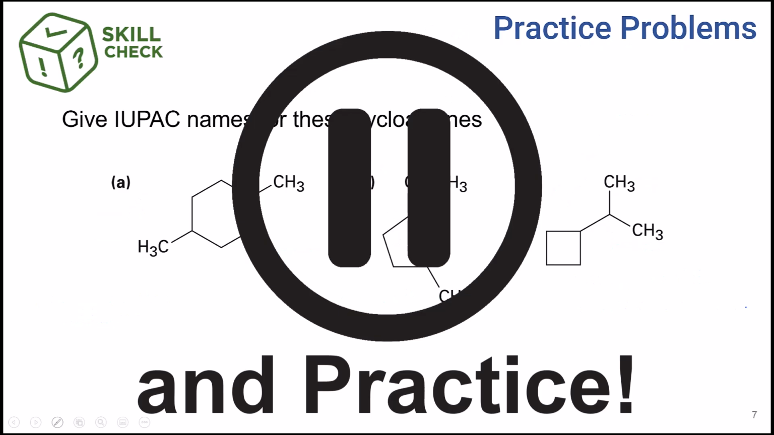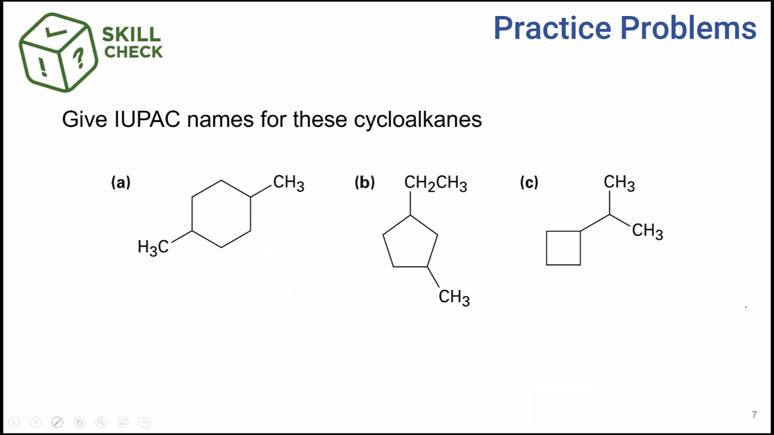And we've got some practice problems here. So we're going to name each of these. My parent here is 6 carbons, so this will be cyclohexane. And either way I number them, I'm going to have a 1,4. There's 2 methyl groups, so this will be 1,4-dimethyl cyclohexane.